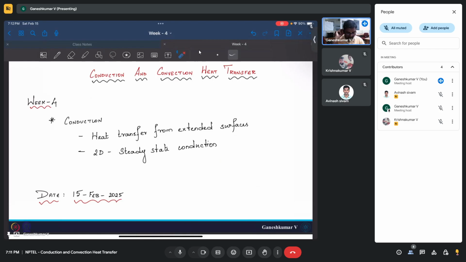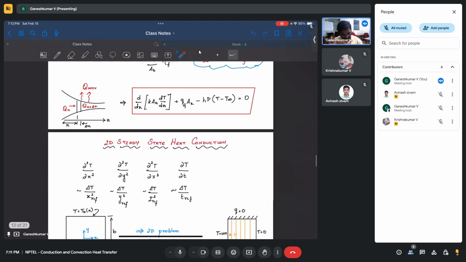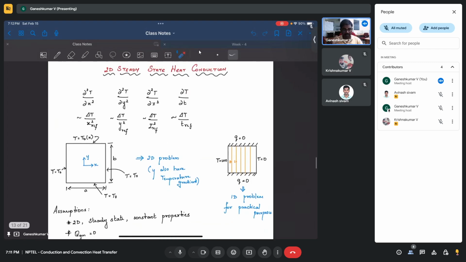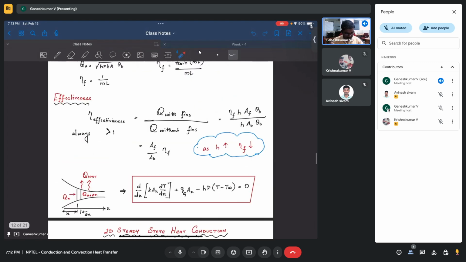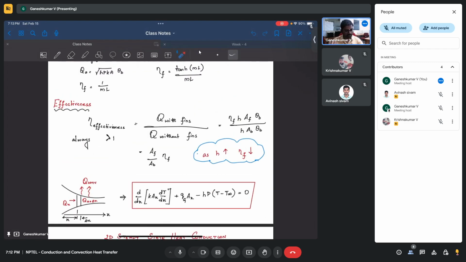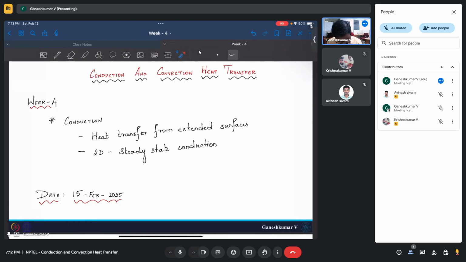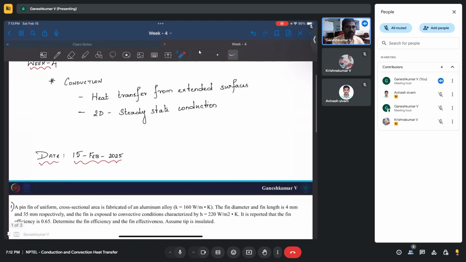We also saw 2D steady state heat conduction, but it is not fully complete. We are yet to understand some more, and if you go through week 5, you will get the full understanding. So I'm not going to go through 2D steady state heat conduction today. Maybe I will go through it next week. So this is what we did: we studied heat transfer from extended surfaces, and we also did 2D steady state heat conduction, but it is in progress. We will study more in the next week, week 5.